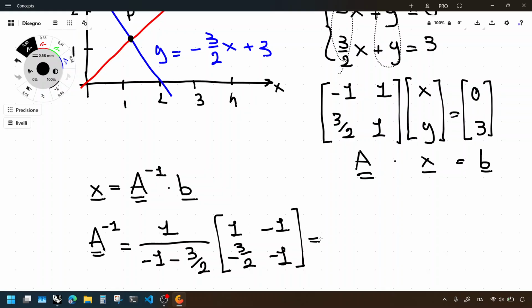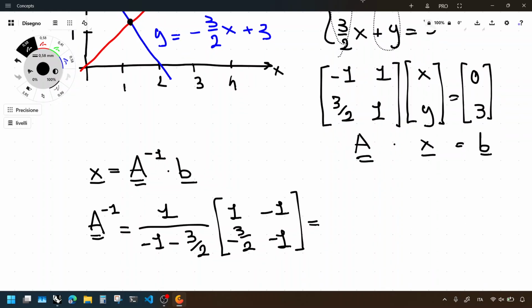So let's actually write it in a better form, easier to be used. So -1 minus 3/2, well, 3/2 is 1.5. So this is -2.5, which is -5/2. So this is -2/5, okay, because it's under the denominator. And then we can multiply this to this matrix. So let's write it again just for simplicity.